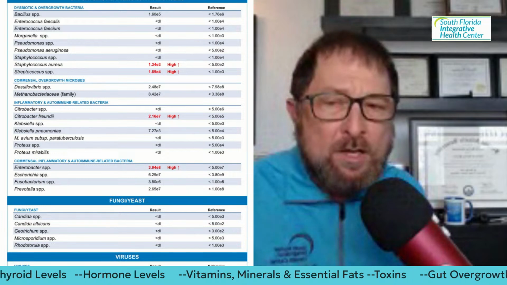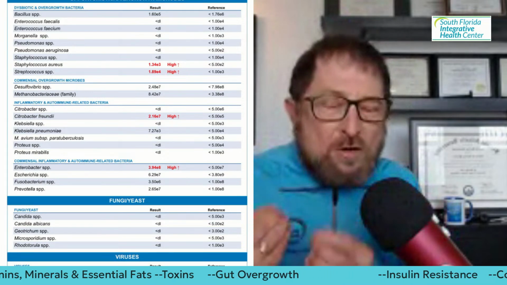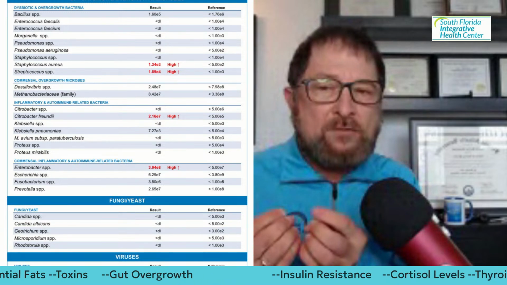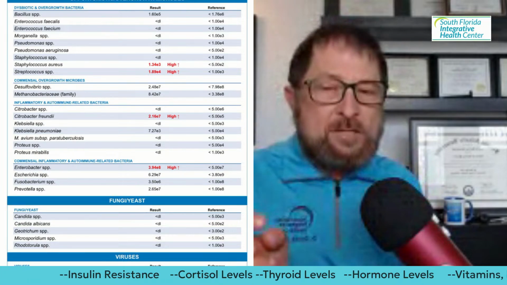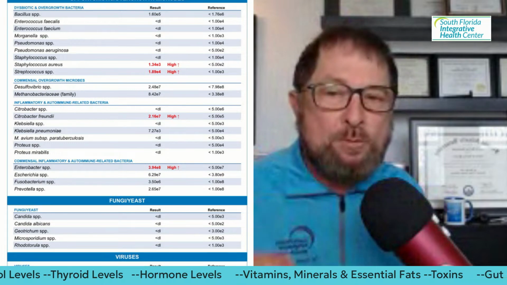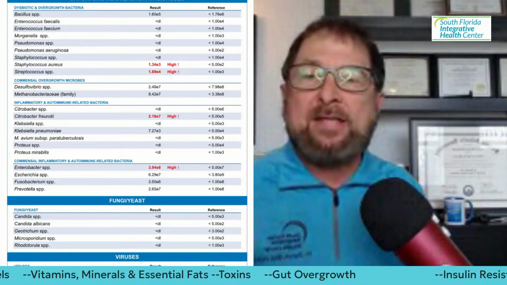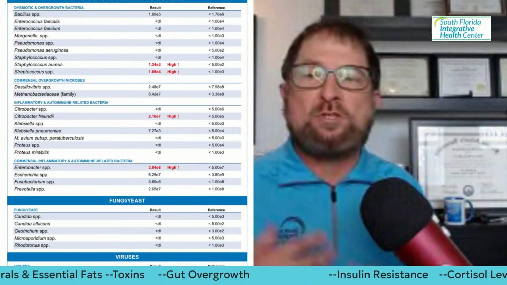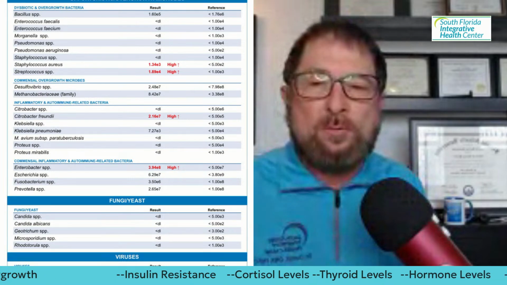So it's so important. And this is done on a stool test. It's not a blood test. So the best functional medicine, what we do at South Florida Integrative Health Center, is combine blood testing, advanced blood testing, with this advanced stool testing to see if there's an overgrowth of these opportunistic bacteria, like you see here, an overgrowth of Citrobacter and Staphylococcus and Streptococcus, which can be inflammatory and can really contribute to heart disease.